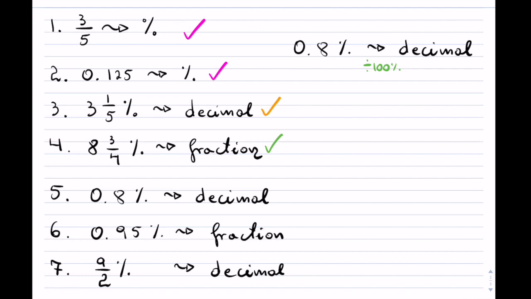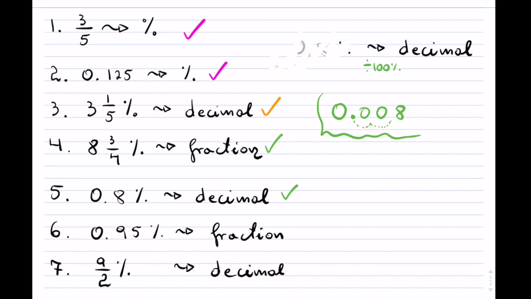And division of decimals is actually nice, because all it means is I'm just going to shift the decimal over. So this would be 0.008, and that's all I do. And again, remember, that was shifted 2 times. So that is question 5.